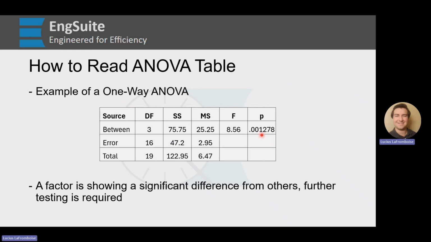And so this p-value is less than that 0.05, which means that we reject the null hypothesis. Here, the null hypothesis being that all of the treatment group means are the same. So if we reject that, then we can say that a factor is showing a significant difference from the others. Further testing is required. So all that a one-way ANOVA can tell us is whether or not one or more treatment groups are significantly different than the others.